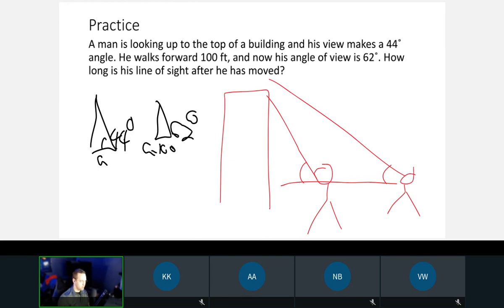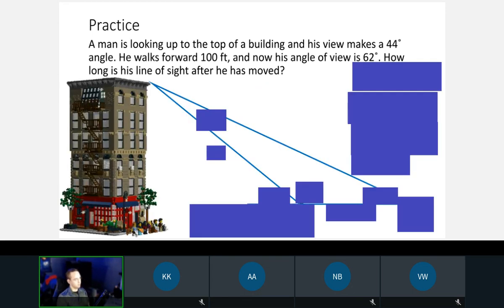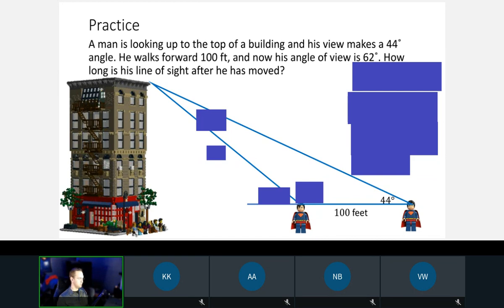So you want to think about what's going on in the situation and just draw that scenario. Once you draw it, hopefully you construct a triangle. So I'm going to use my Lego drawing. I got my Lego building, it's pretty sweet. And here's Superman, Lego man or whatever, looking up at the top of the building. It's totally 44 degrees. Then he's going to walk forward 100 feet and look up again at the building and say, oh, it's now 62 degrees. And then you want to know what your line of sight is. So, there's your X.